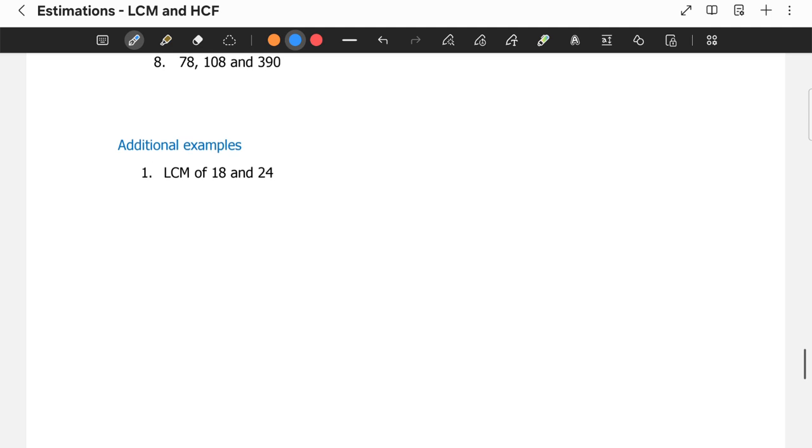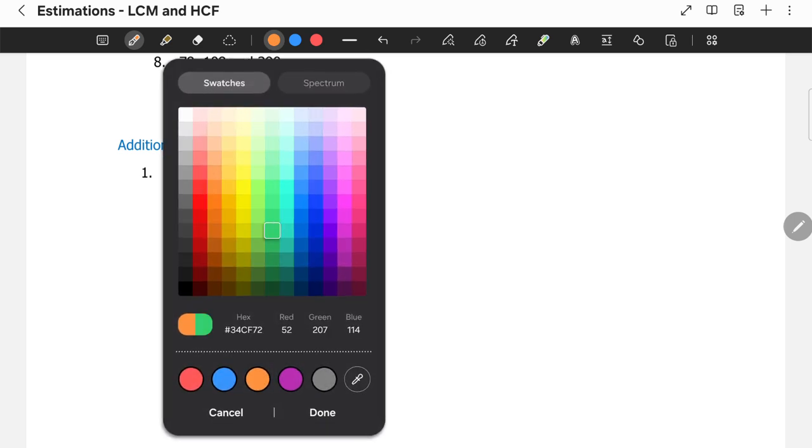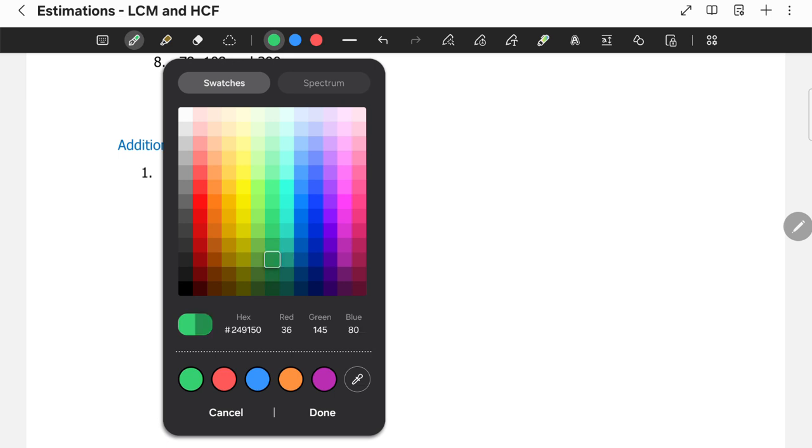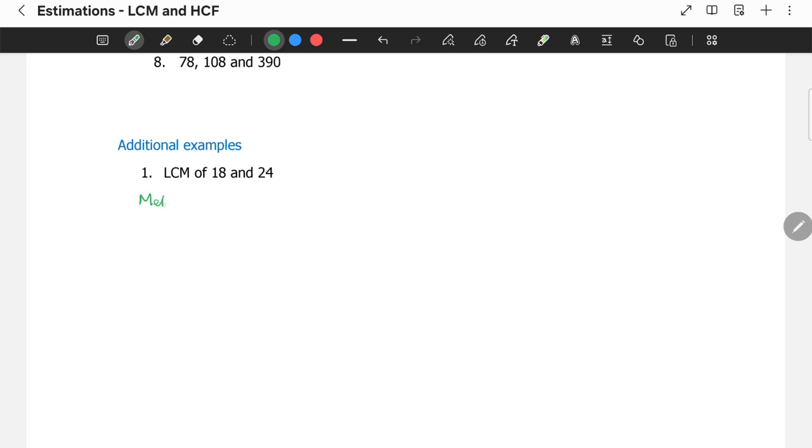And I can also do some additional examples. For example, this question says, find the lowest common multiple of 18 and 24. What we can do is do both methods, so that you can choose whichever one you prefer, whichever one works for you. So we have method 1, that is expressing each of these into their multiples, right?